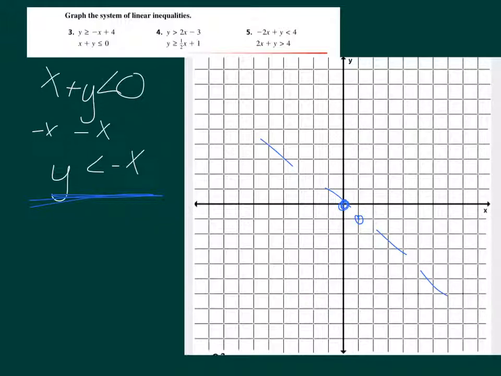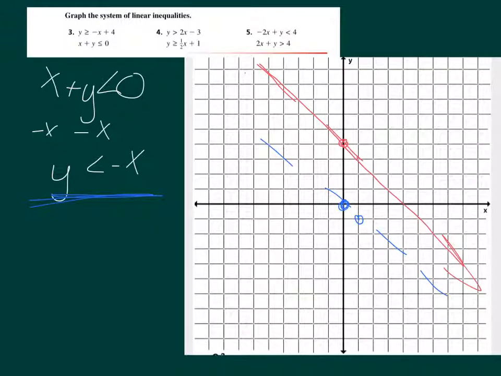Let's do the other line in red. What's my y-intercept of the top line on number 3? 4. So I go up 4. I plot a point. My slope is negative 1 again. Is this one solid or dotted? Solid. Oops, and I still try to dot it.